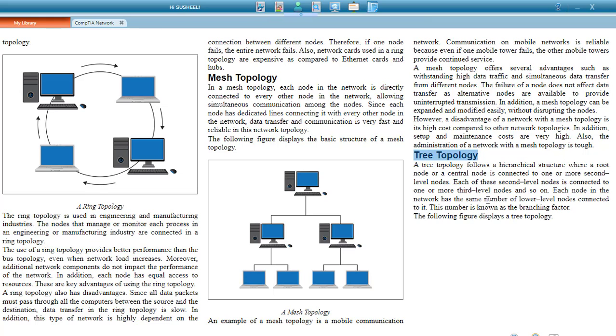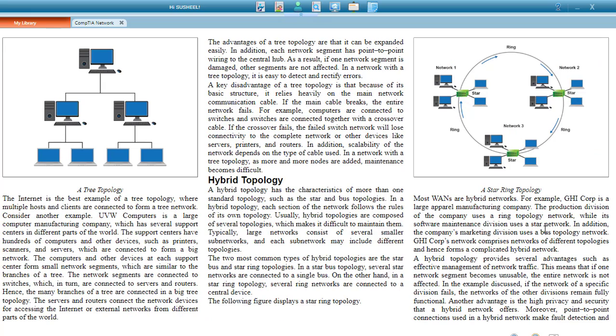Tree topology. A tree topology follows a hierarchical structure where a root node or a central node is connected to one or more second-level nodes. Each of these second-level nodes is connected to one or more third-level nodes, and so on. Each node in the network has the same number of lower-level nodes connected to it. This number is known as the branching factor. The following figure displays a tree topology.